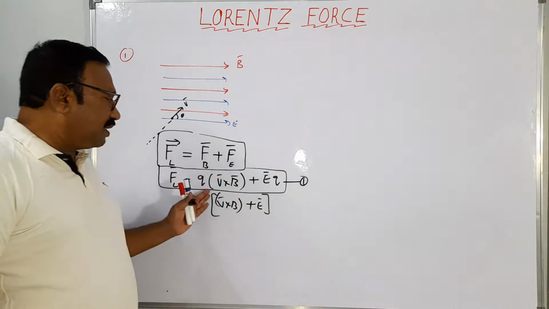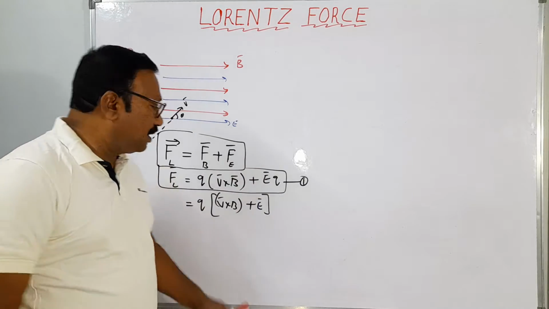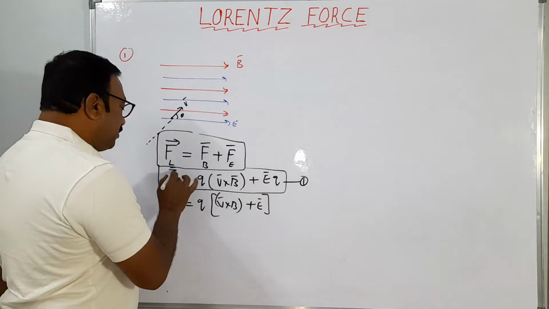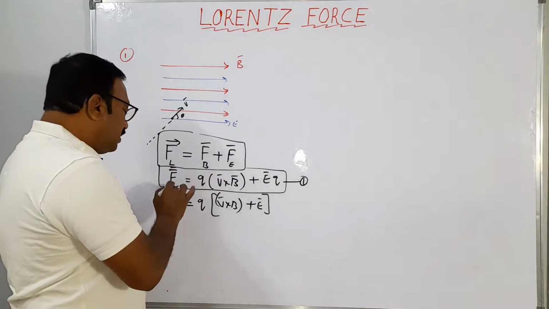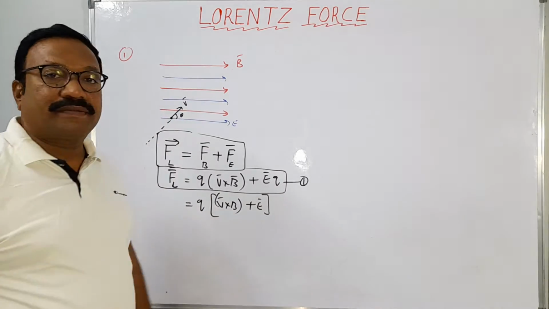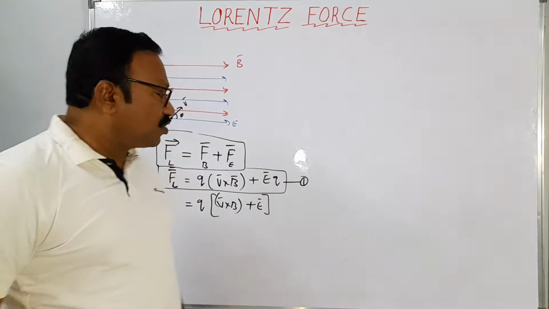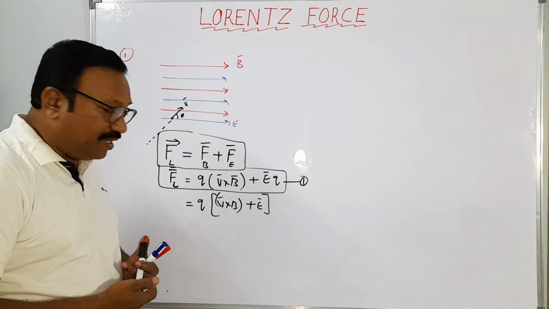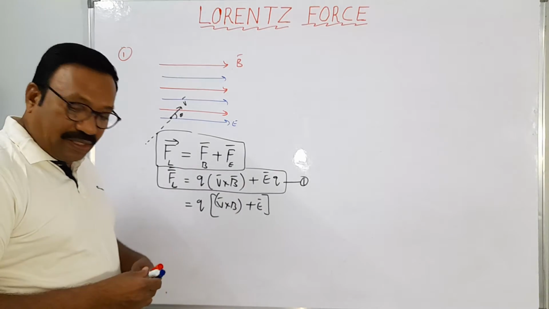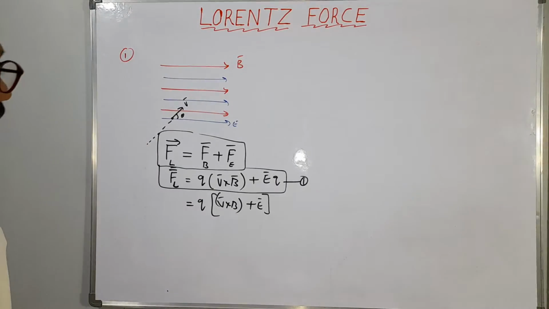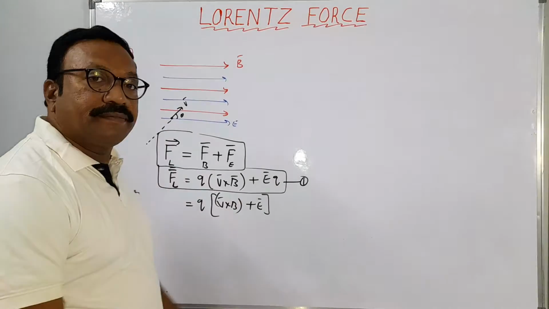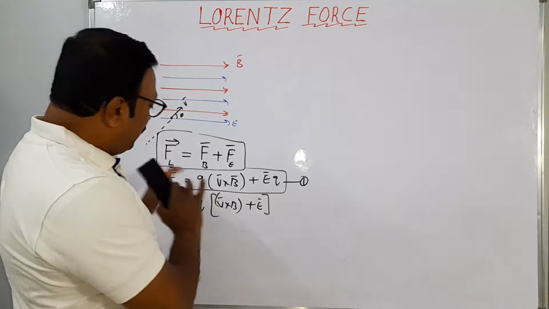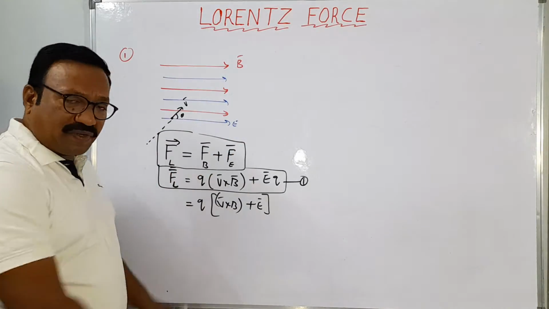So force due to magnetic field and force due to electric field, this total force, here bar is there, this total force is known as Lorentz force. So the sum of the forces exerted by the magnetic field as well as the electric field, the vectorial sum, is known as Lorentz force. So this is the definition of Lorentz force and this is the formula.